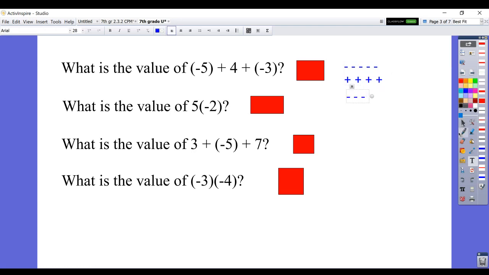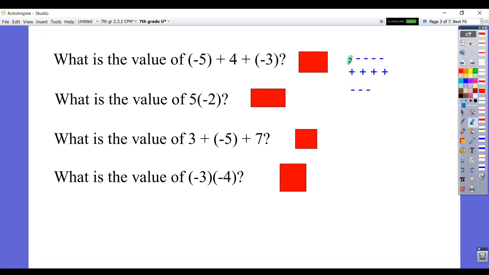Then you could create any 0 pairs that you can. So negative plus positive, negative plus positive, negative plus positive, that creates 0 pairs. We got one more that we can create here. So what are we left with? We're left with 1, 2, 3, 4 negatives. So -4 is our answer. Again, you could get that -4 on a number line, or you could get that with the integer tile type problem.